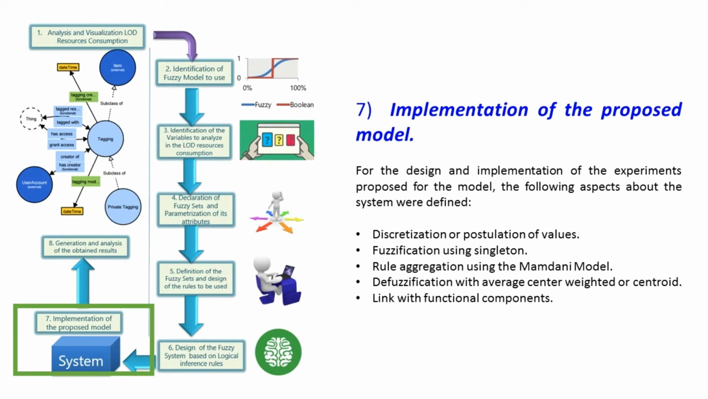For the design and implementation of the proposed experiments for the model, the following aspects of the system were defined. Number 1, discretization or postulation of value. Number 2, fuzzification using singleton. Number 3, rule aggregation using the Mamdani model. Number 4, defuzzification with weighted average center or centroid. Number 5, link with functional components.